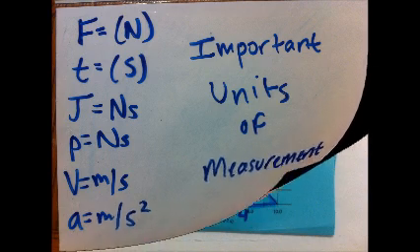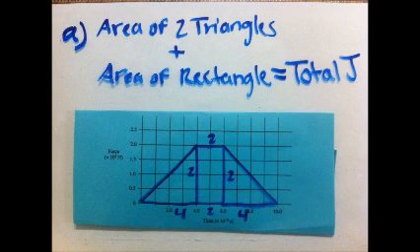Okay, so if we want to find the total impulse, we have to find the area under the curve. And if we split this curve into 3 separate parts, we get 2 triangles and a rectangle. So the area of the rectangle plus the area of the 2 triangles will equal the total impulse, J. As you can see, there are 2 triangles and a rectangle there. The 2 triangles have a base of 4 seconds and a height of 2 newtons, and the rectangle has a base of 2 seconds and a height of 2 newtons.